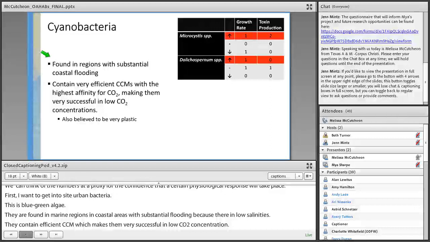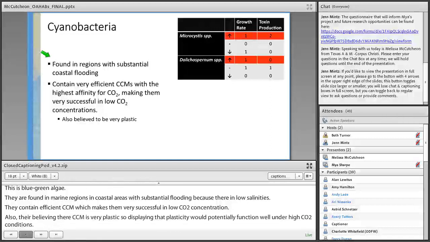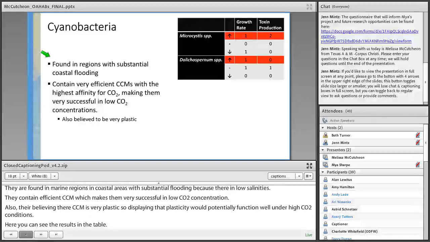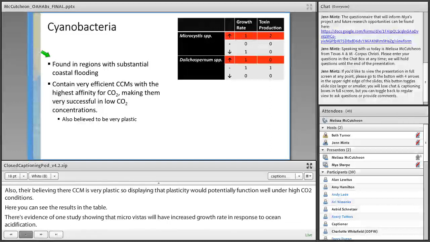And so here you can see the results in the table. There's evidence from one study showing that Microcystis will have increased growth rates in response to ocean acidification. Two studies found evidence that Microcystis will have increased toxin production in response to ocean acidification.